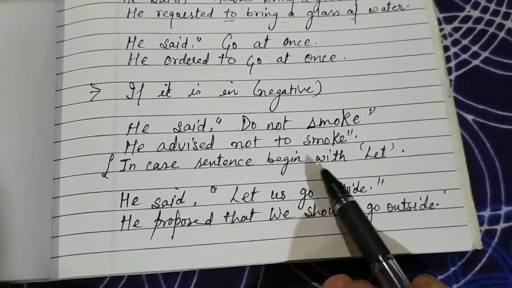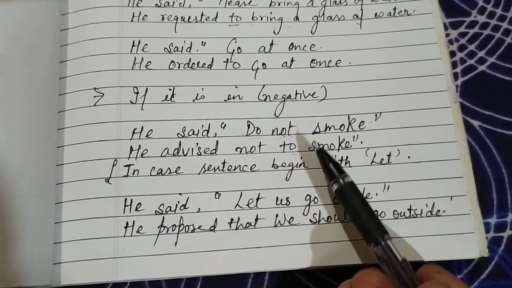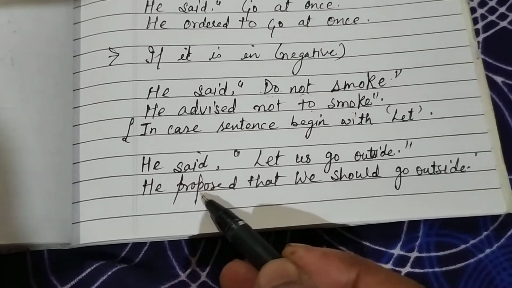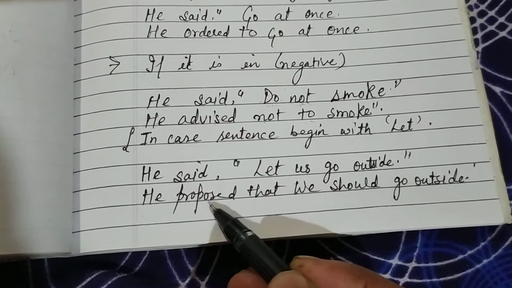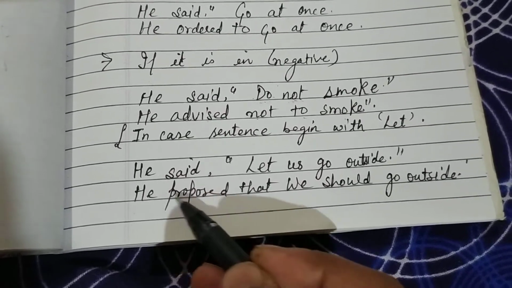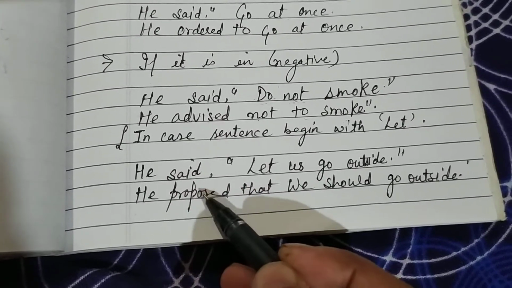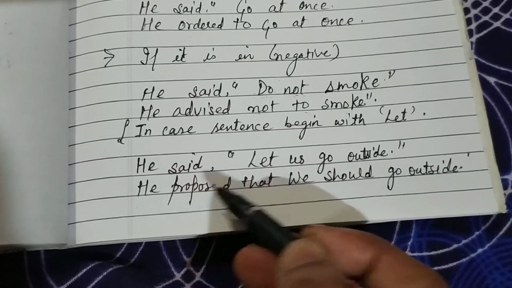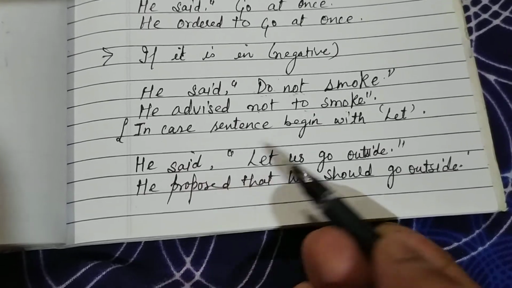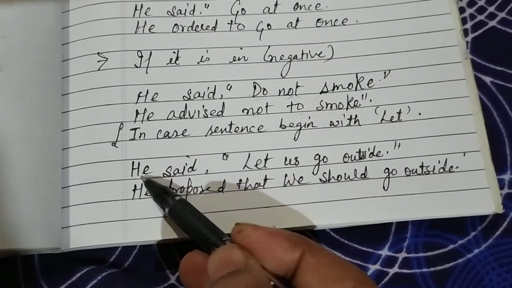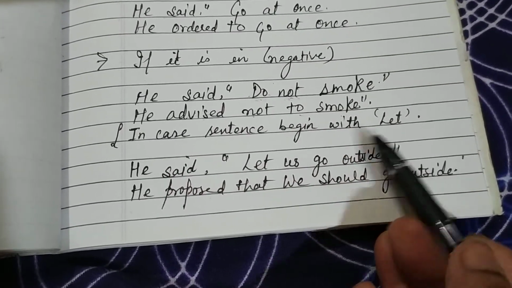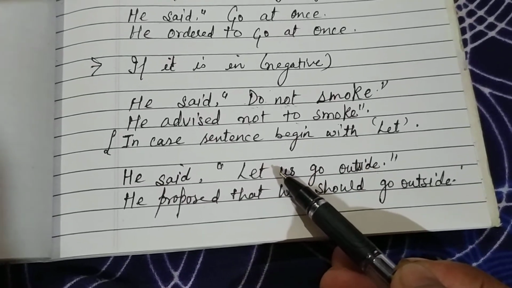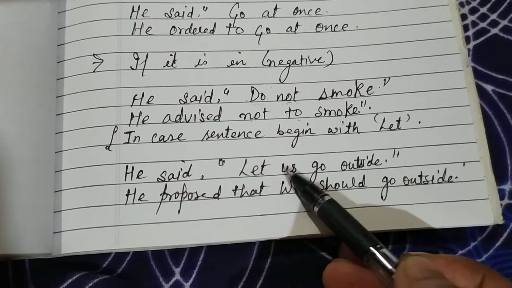In case the sentence begins with let. Children, there are two kinds of sentences with let. Many students remain confused among proposed, ordered, suggested. So that is our choice: according to the sentence, what we understood, we have to mention it. It can be requested, it can be suggested, if the sentence says so. So in case of let sentences, he said, let us go outside. They will be sentences like let us and let me.